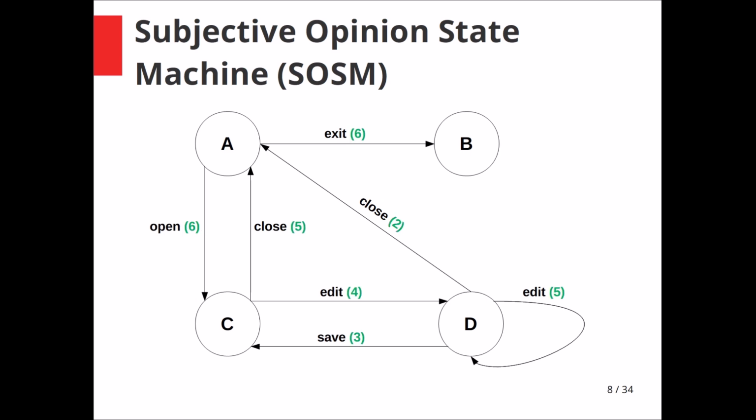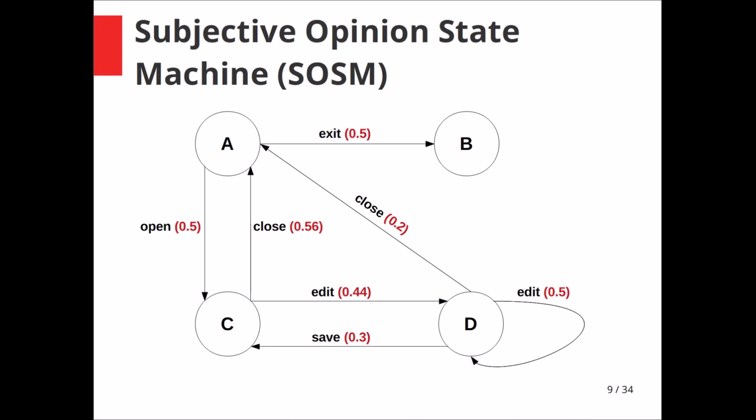The first task we will perform is to assign the observed frequencies in terms of absolute numbers. For instance, the open transition is triggered 6 times, while the save transition is only observed 3 times in our example. The next step is to map those absolute numbers to relative frequencies as shown in red.